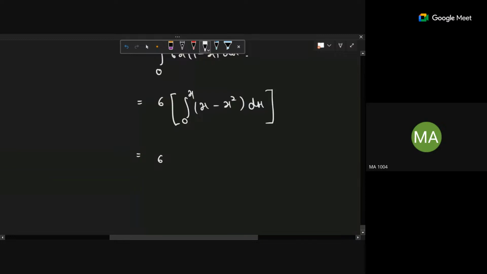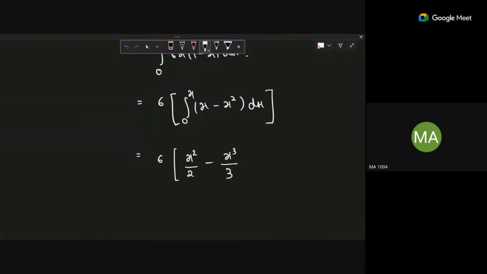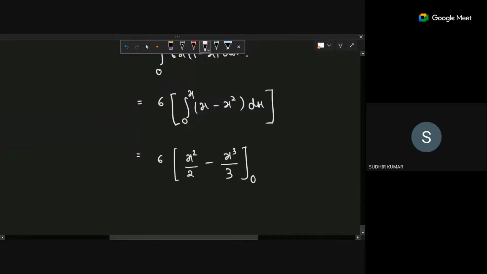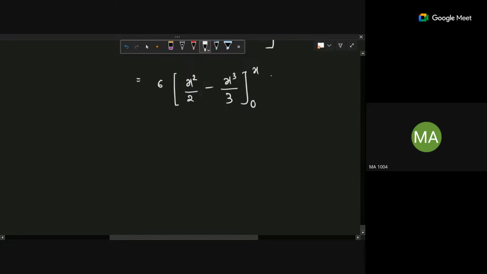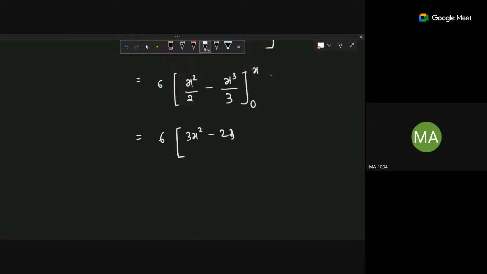So just integrate it. What will you get? Okay, is it clear to you? Like why I took x only? Yes, ma'am. Okay. So this is our final CDF. So just multiply it: 3x square minus 2x cube upon 6.